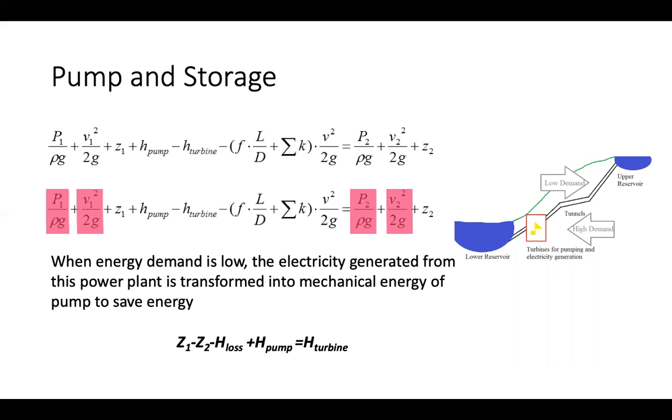So, as we derived in this Bernoulli equation, we have found that the head of turbine in this condition is the difference in head of latitude, minus the head of loss, plus the head of pump.